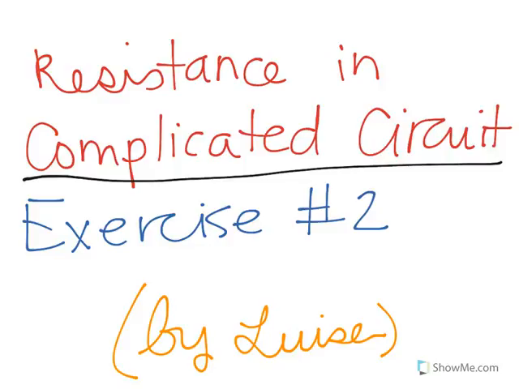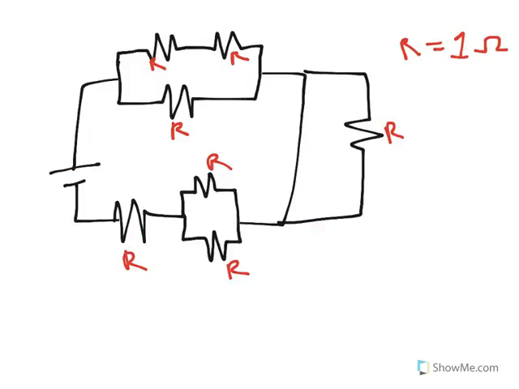Hi everyone, my name's Louisa and today I'm going to be showing you another example of how we can calculate the equivalent resistance in a complicated circuit with many different resistors. Alright, so here I've drawn a fairly complicated circuit with 1, 2, 3, 4, 5, 6, 7 different resistors, and each resistor has a resistance of 1 ohm.